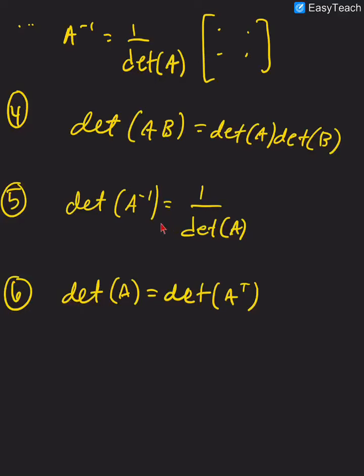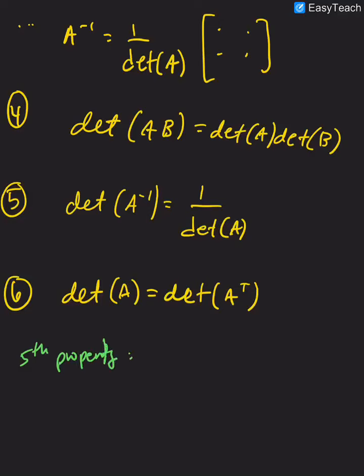The fifth one, moving on, we have the determinant of A inverse is going to equal 1 over the determinant of A. Okay, not too bad. And the sixth property we have, the determinant of A is equal to the determinant of A transpose. And we'll get into some examples. But before we do that, we will go ahead and prove the fifth property.